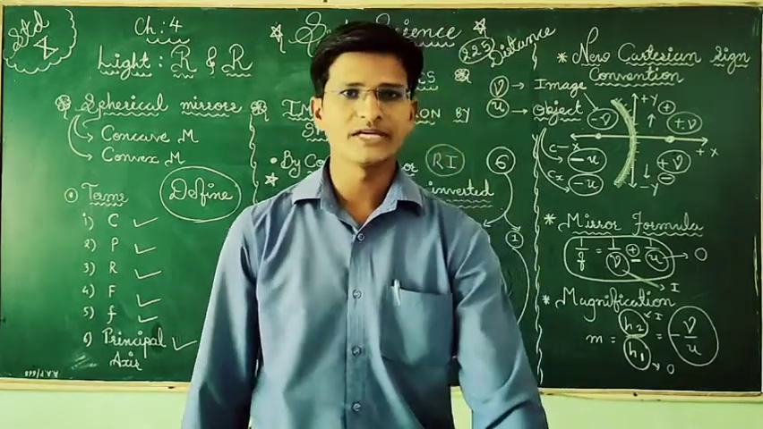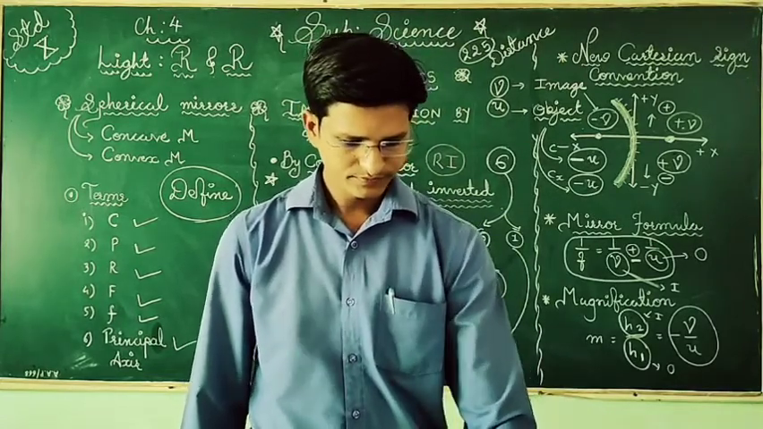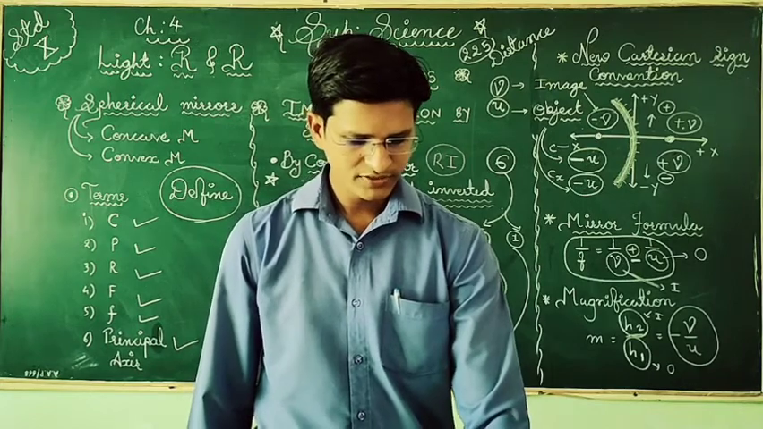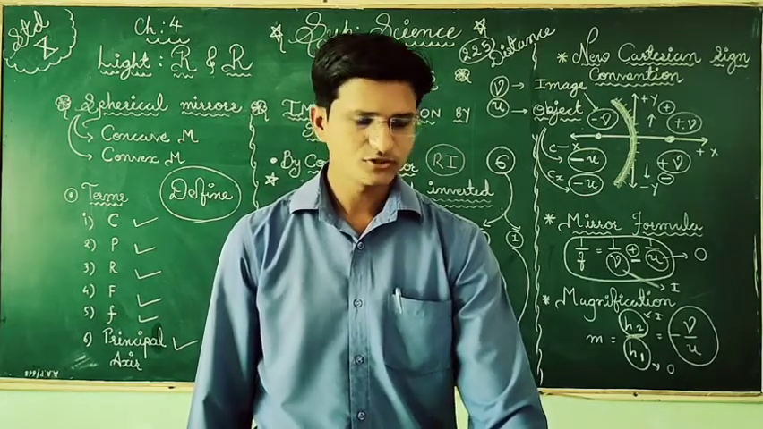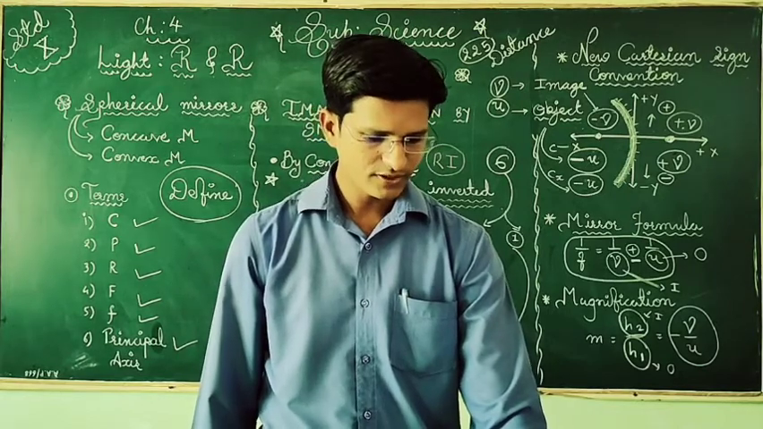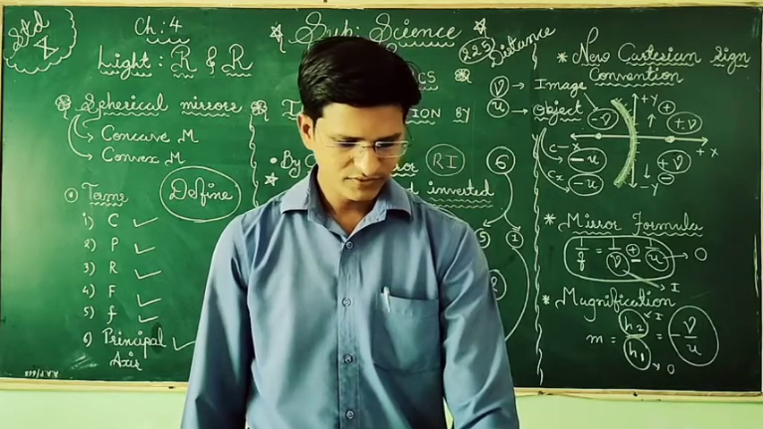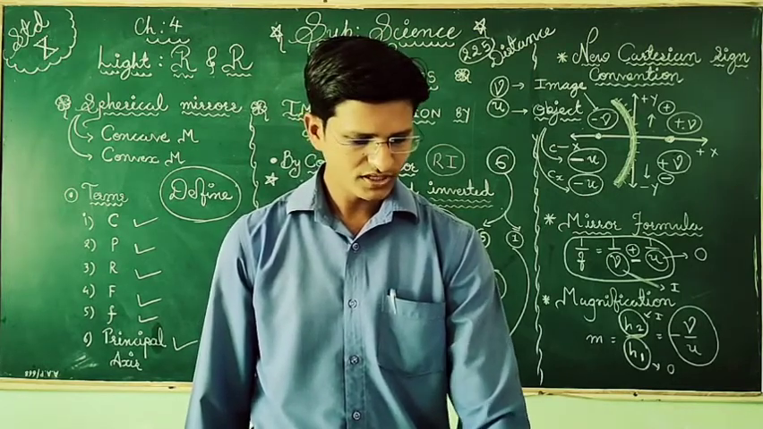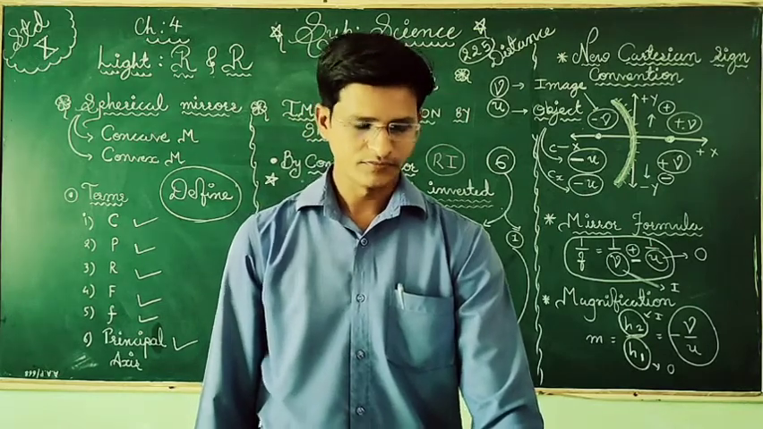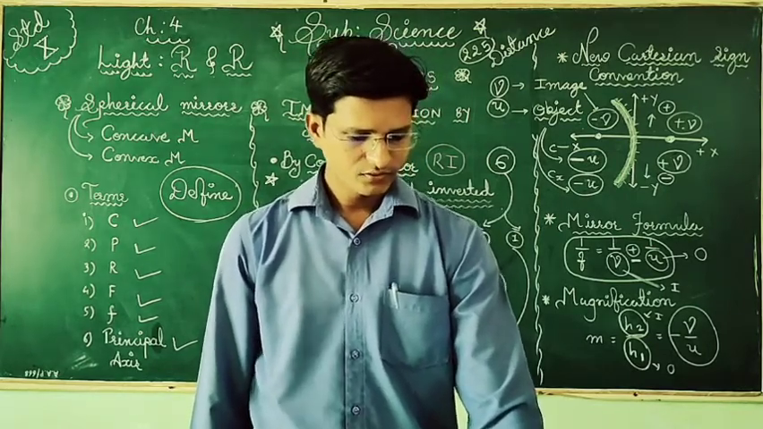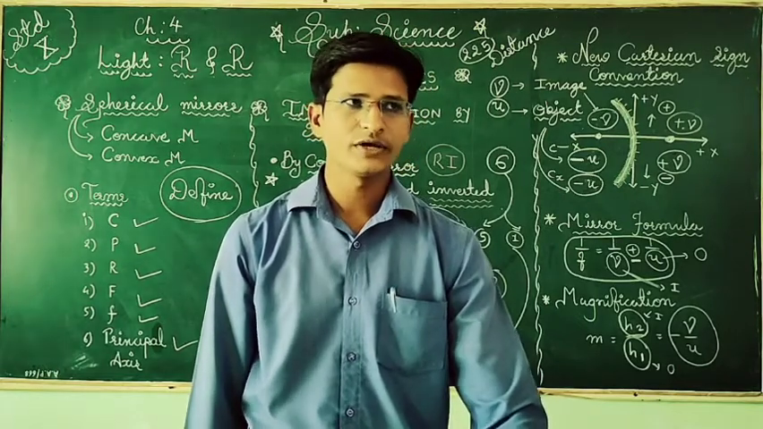m is equal to h2 upon h1. So h1 is positive, h2 is negative. Therefore, in case of a virtual image formed by the concave mirror, both h1 and h2 are positive. Because a virtual image is erect, hence m is also positive. Then convex mirror, m is equal to h2 upon h1.